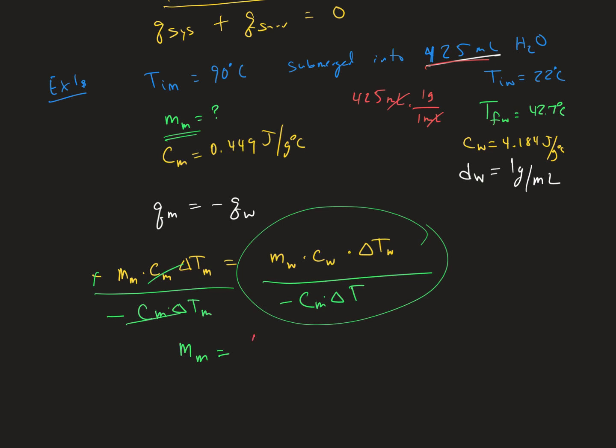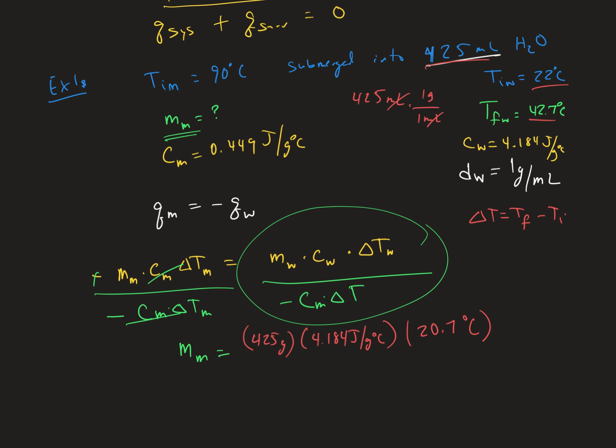So the mass of the water is 425 grams. Specific heat of the water is 4.184 joules per gram degrees Celsius. And the change in temperature of the water is, oh, I don't know that. But change in temperature is just final temperature minus initial temperature, so we can calculate that quickly. And we get a change in temperature of 20.7 degrees Celsius. Any questions so far?